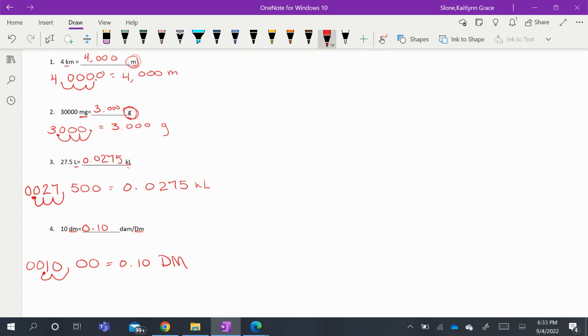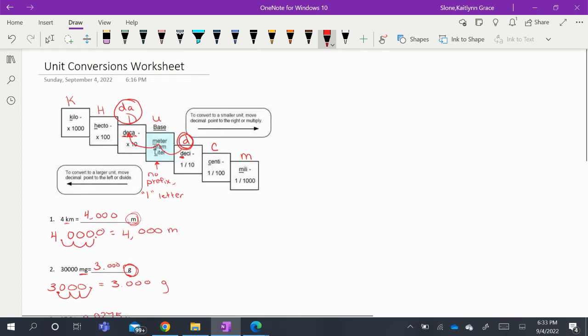And that is all there is to unit conversions. The simplest way to do it, no matter what. Thank you all.